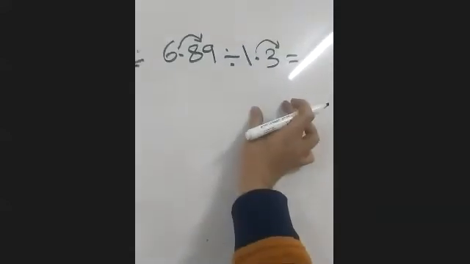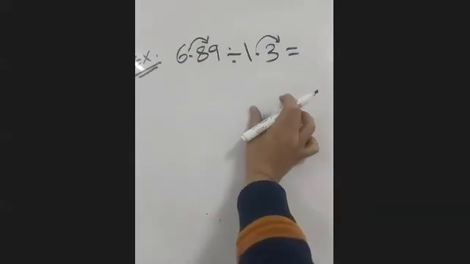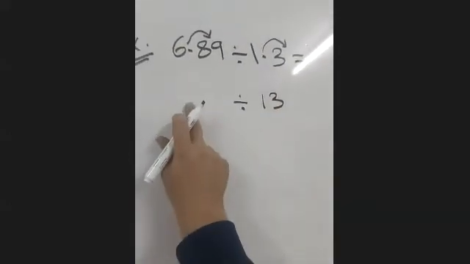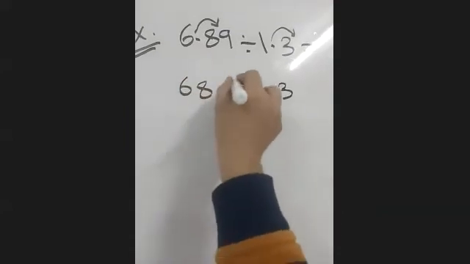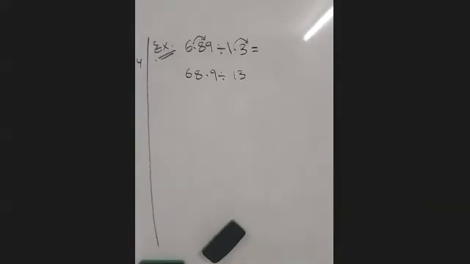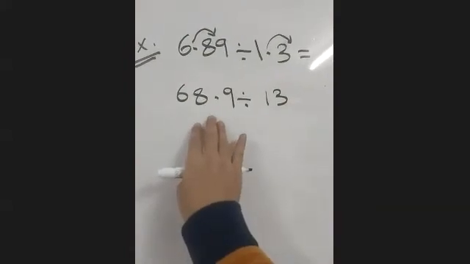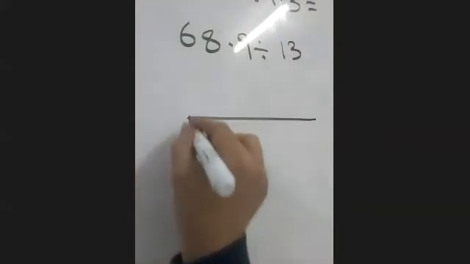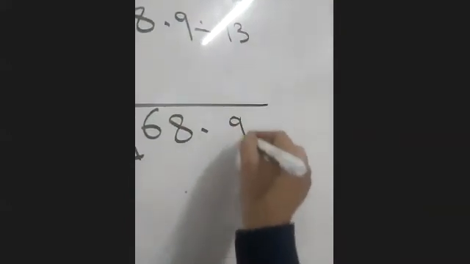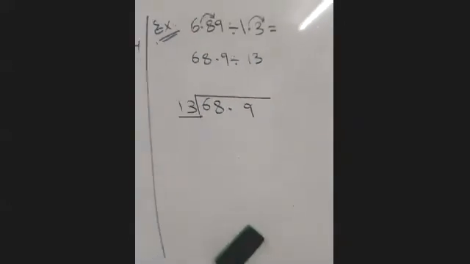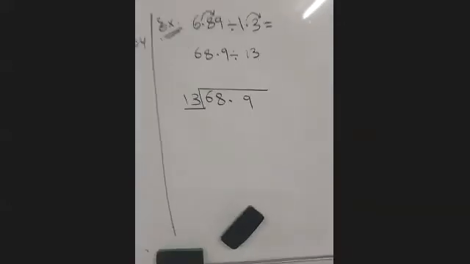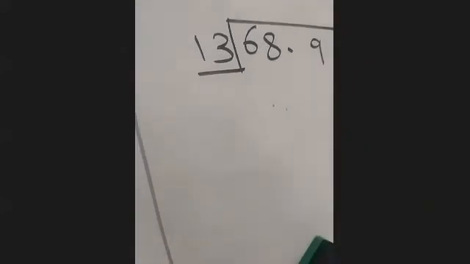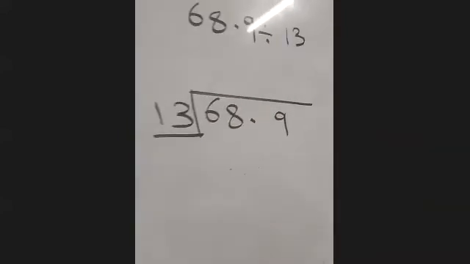What will this number be? 13. And what will this number be? 68.9. Excellent. Now, here I have 68.9, and here we have a whole number. We'll do it like yesterday, right? Yes. 68.9 divided by 13. Now we will do normal division. 68 divided by 13. Let's guess 3. It will be 39.